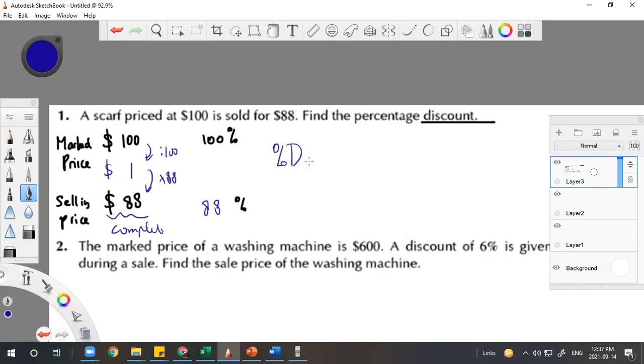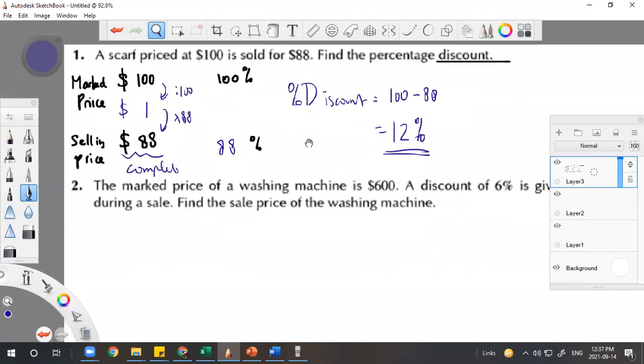So the percent discount would be, okay, thank you, Felix. Again, Felix got the right answer. Because from 100 to 88, how much is the decrease? Because the discount is the decrease in value. 100 subtract 88. So the answer will be 12%. Okay, that's your answer. Number 2 now.